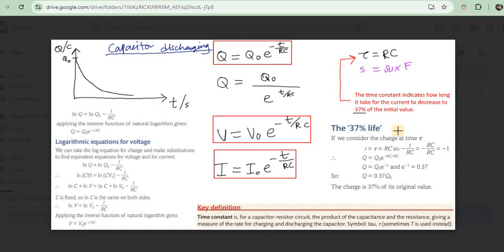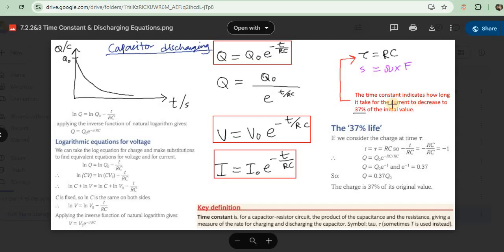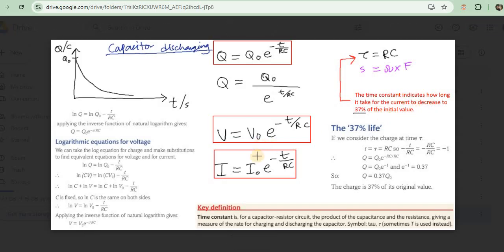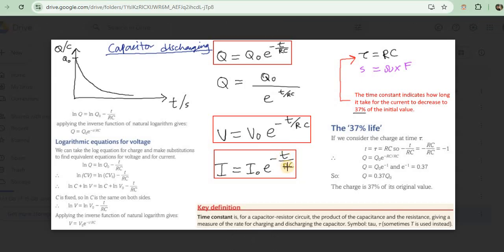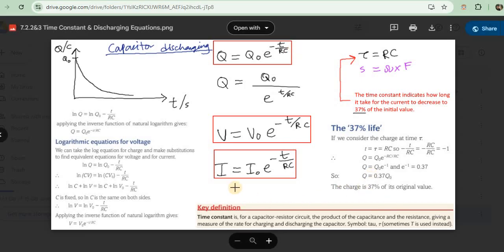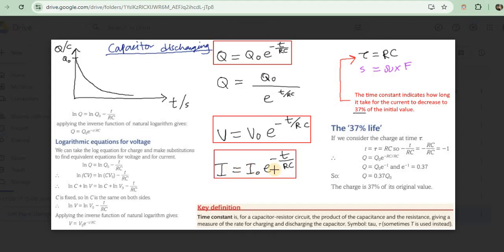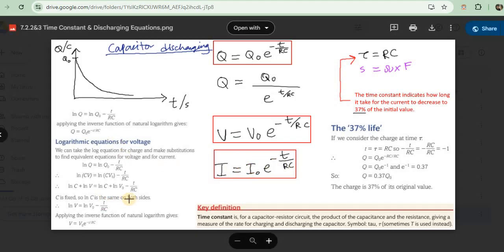Also we can say it is the time taken for the current to become 37%. For example, if you use this equation and substitute tau, which is equal to RC, for t here, you can see it will be the same thing. Instead of Q and Q naught, it will be I and I naught and 37%. So I is equal to 37% of I naught. So that's how we get that.